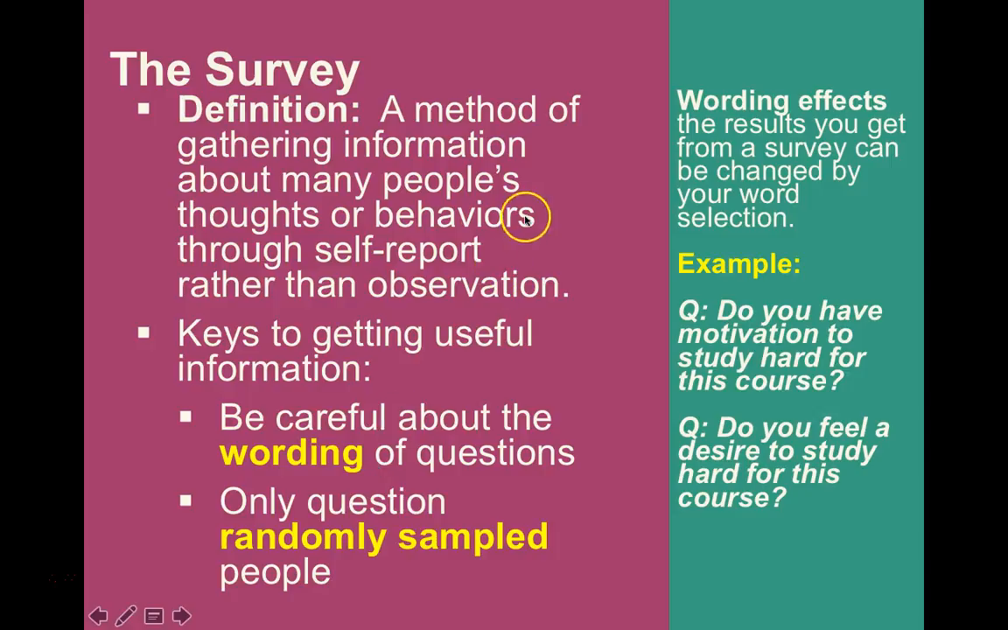Wording effects are important and also talked about in the text. The results you get from a survey can be changed by your word selection. So, for example, we could ask the question, do you have a motivation to study hard for this course, versus do you feel a desire to study hard for this course? They look very similar, but you may get very different answers because the wording implies different things. Here you might get a lot of people saying, yeah, I do have motivation. I want to get a good grade.